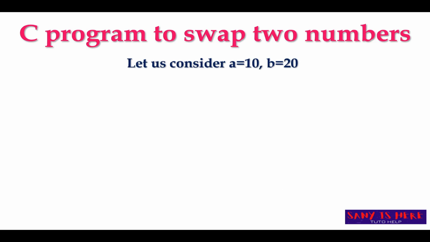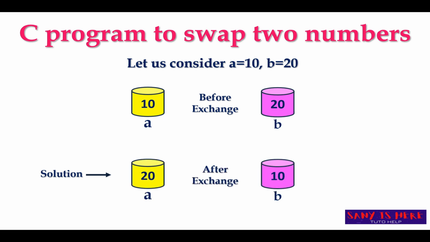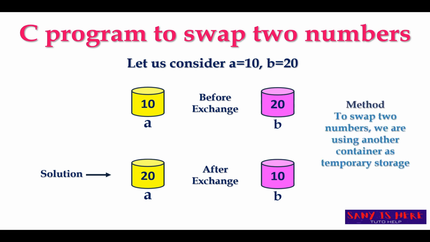For example, let us consider A is equal to 10, B is equal to 20. See, we have stored 10 in the container A and we have stored 20 in the container B, and before exchange they look like this, and we need to get the solution so that after exchange A will become 20 and B will become 10. Simple. But which method are we going to use to swap?